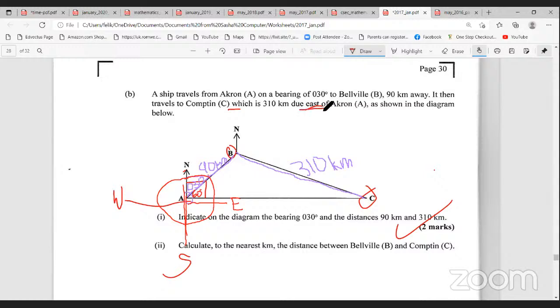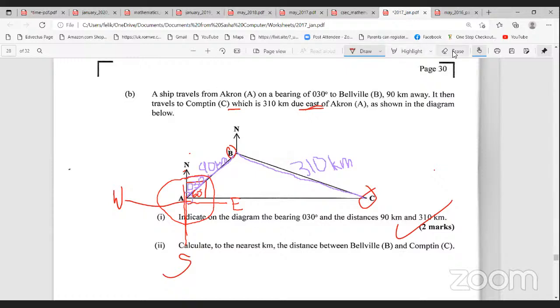So due east means that east is the flat 90 degrees. They never said southeast or south or northeast. They said due east. So that tells us that it's 90 degrees off Akron. Right? So beautiful, 60 degrees there.